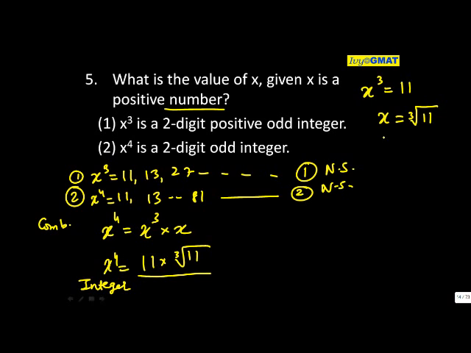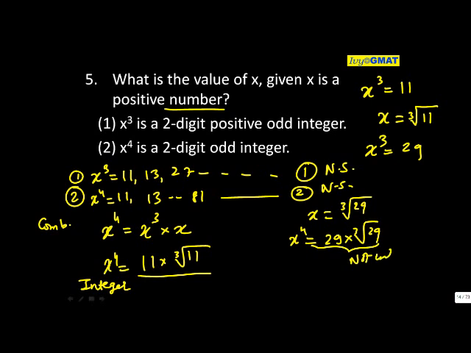X cannot be taken as, suppose I take x cube is equal to 29, just like that. So x is the cube root of 29. So x to the power 4 will once again become 29 into the cube root of 29. This is not an integer. To make it an integer, even x will have to become an integer or not? So on combination, I find out x is an integer.